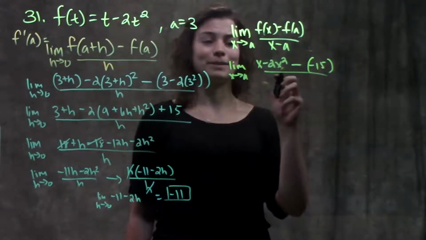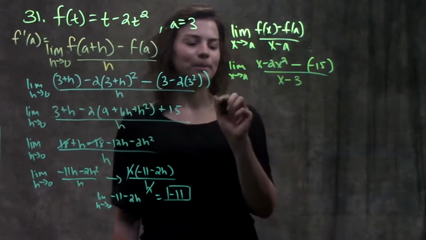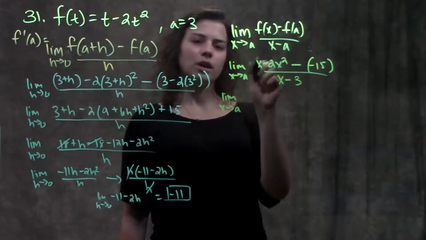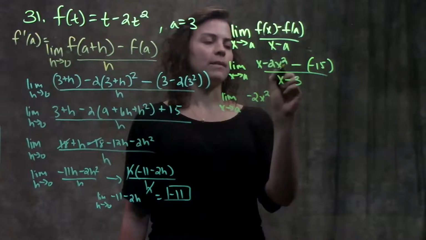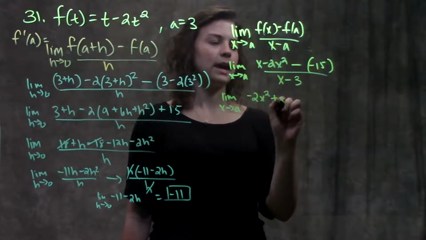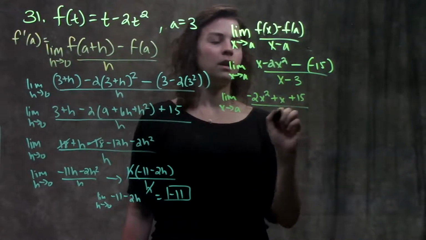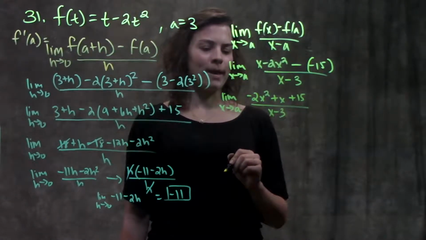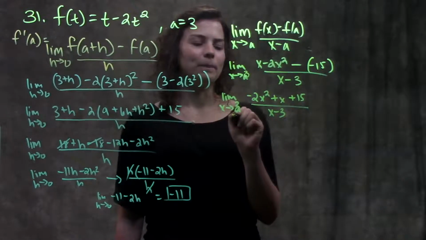I'm going to skip a step. All that over x minus a, or just x minus 3. Alright, let's go ahead and simplify some things. So I'm going to rearrange this so it's written with the leading term first. So I have minus 2x squared plus x minus a negative 15 gives me plus 15, all that over x minus 3. Oops, this should be as x approaches 3.